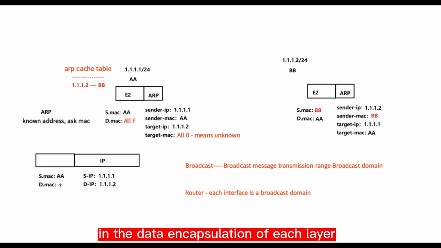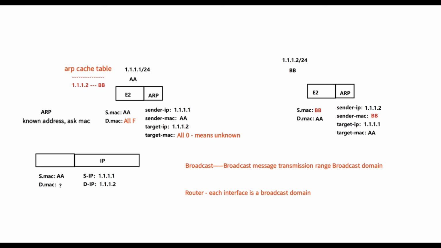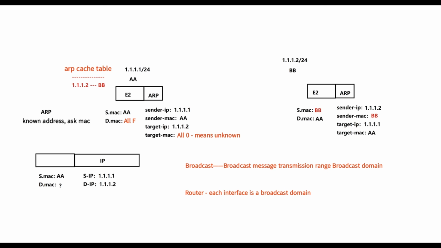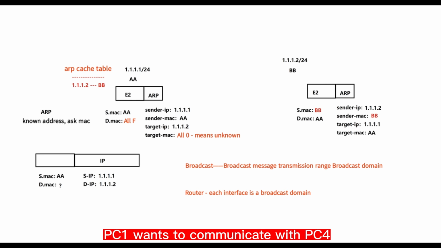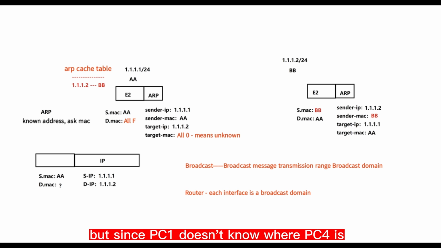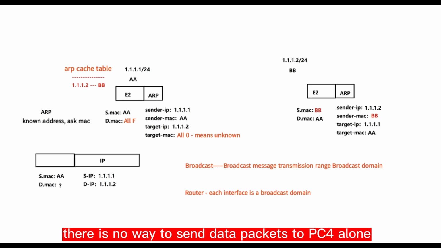In the data encapsulation of each layer, there is a thing on the second layer called broadcasting. I will give you a simple example. Multiple devices may be connected to a switch, for example multiple PCs: PC1, PC2, PC3, PC4. PC1 wants to communicate with PC4. That now requires PC4's MAC. But since PC1 doesn't know where PC4 is, there is no way to send data packets to PC4 alone.